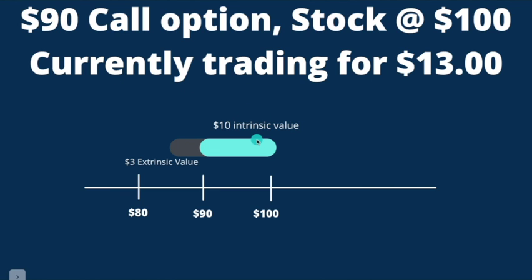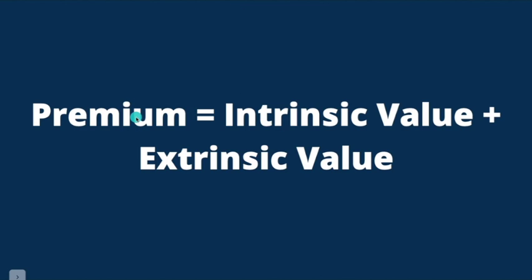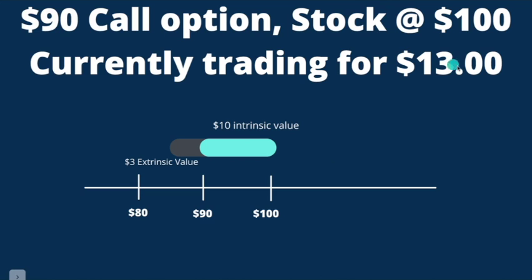Then we have to account for the extrinsic value of this option contract. Because this contract is trading for $13, that's the total premium. Let's go back one slide. Remember, total premium is $13. $10 is the intrinsic value, and then the extrinsic value is going to be the difference. So if it's trading for $13, we have $10 of intrinsic value. $3 is going to be extrinsic value.